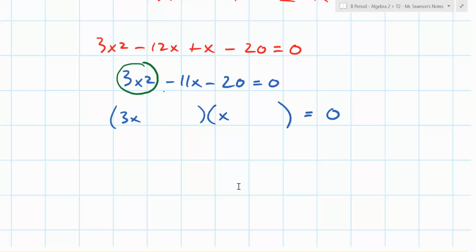Is 11 a big or a small number? Relatively small, so we're probably not going to use a 20 in there. It's not going to be 20 and 1, so what do we want to test? Maybe 2 and 10. Oh, wait, no. Where do we want to put the 10? Next to the x. Oh, next to the 3x.